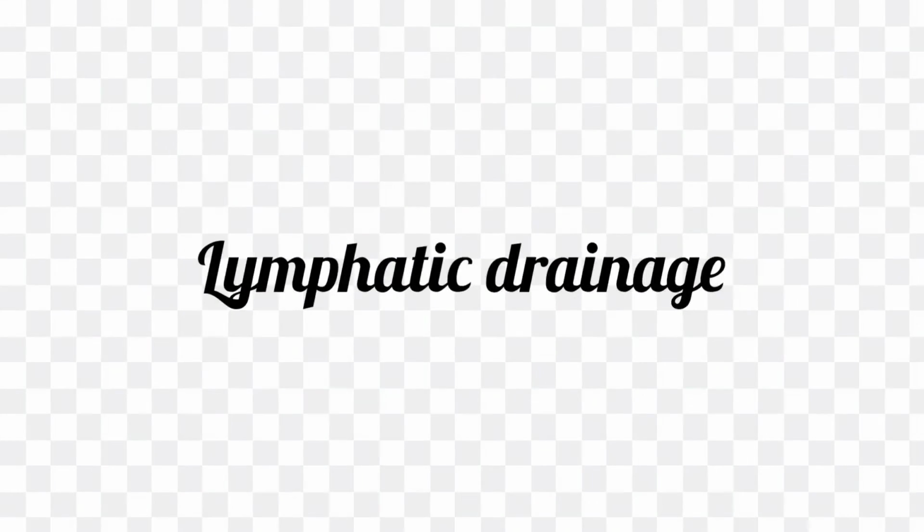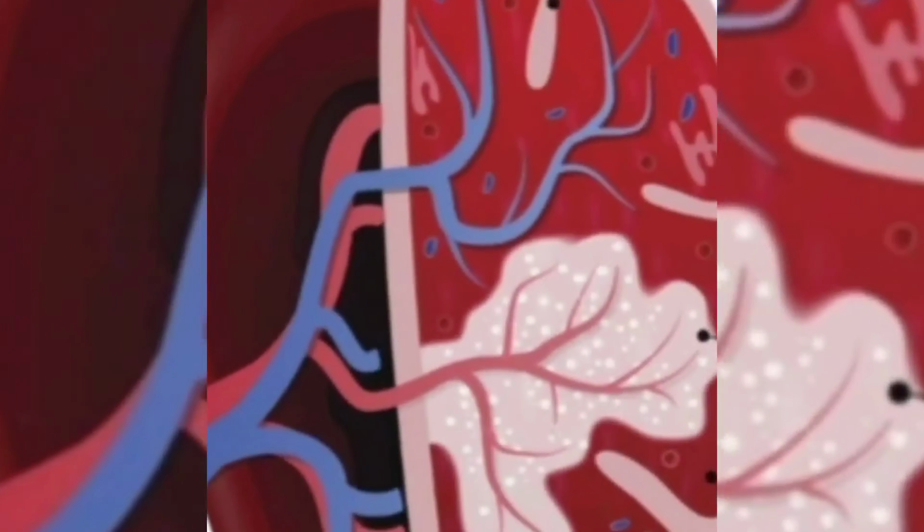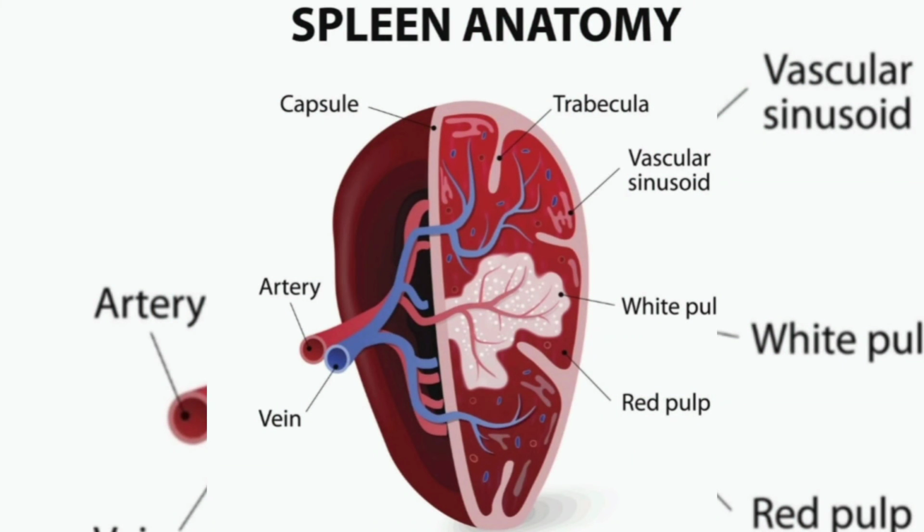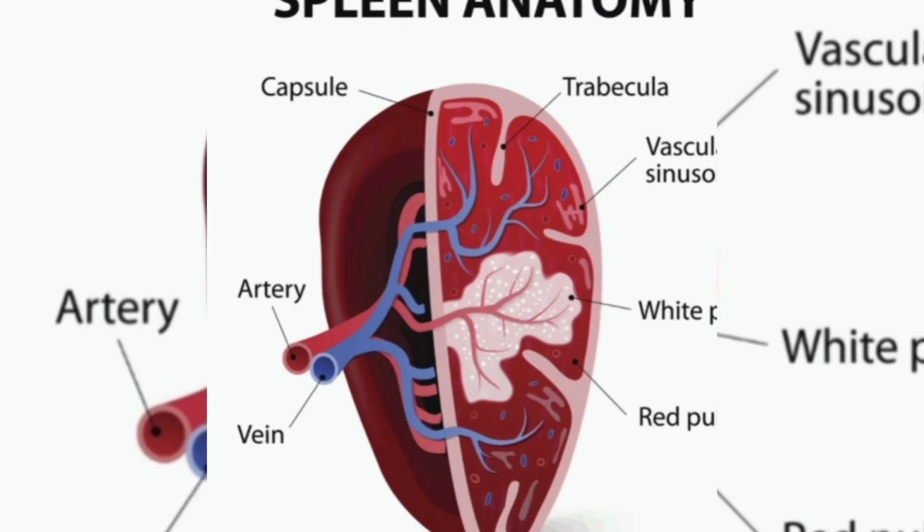Next is the lymphatic drainage of the spleen. Splenic tissue proper does not contain any lymphatic tissue, but a few lymphatics arise from the connective tissue of the trabeculae and capsule. In this figure, I have marked it, and it drains into the pancreaticosplenic lymph nodes. That is about the lymphatic supply.